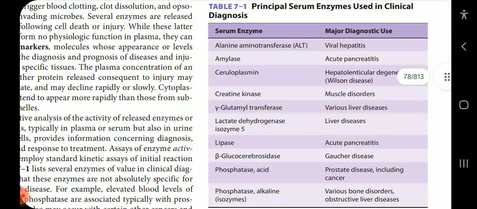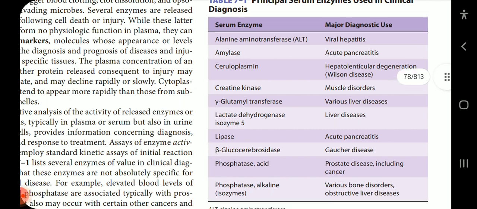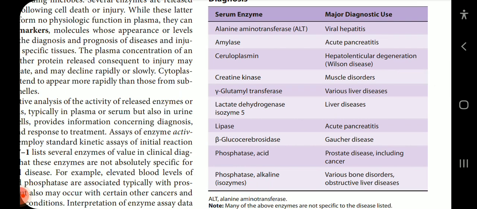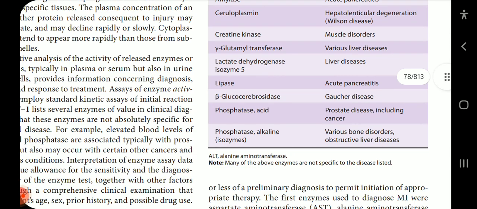In this table, we can see the serum enzymes and their major diagnostic uses: alanine aminotransferase in viral hepatitis, amylase in acute pancreatitis, ceruloplasmin in hepatolenticular degeneration (Wilson disease), creatine kinase in muscle disorders, gamma-glutamyl transferase in various liver diseases, lactate dehydrogenase isoenzyme 5 in liver diseases, lipase in acute pancreatitis, beta-glucocerebrosidase in Gaucher disease, acid phosphatase in prostatic disease including cancer, and alkaline phosphatase isoenzymes in various bone disorders and obstructive liver diseases.